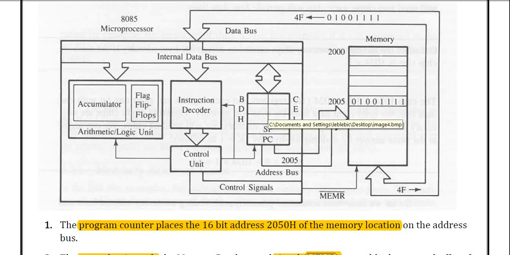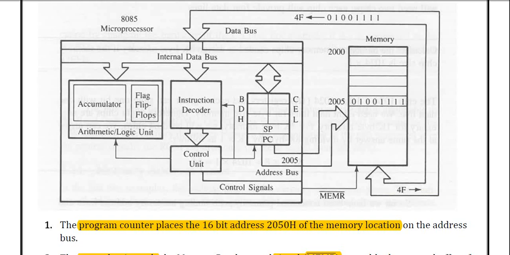In this programming section, we generate an address by the address bus and send the address to the memory location. Then the control unit generates a control signal which is sent to the memory section. By this control signal, the memory read section and the address bus will combine and then put the data, which is 4F, on the data bus.